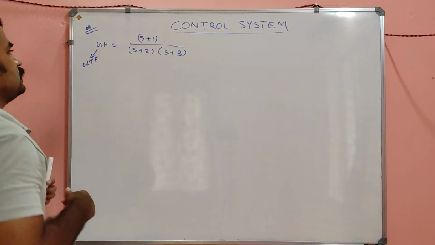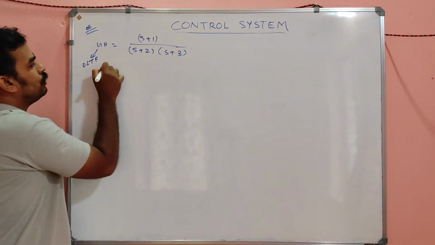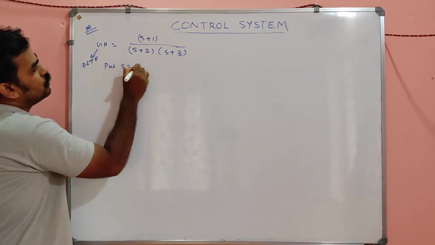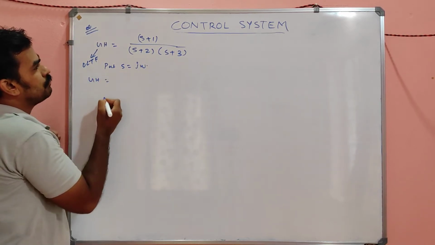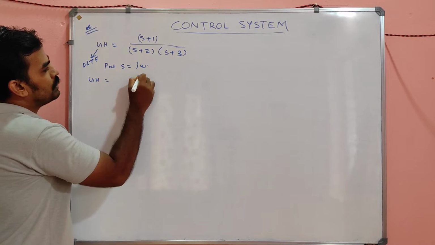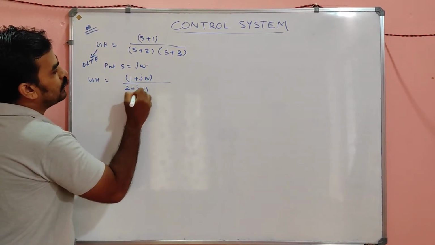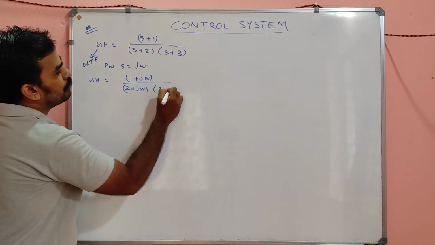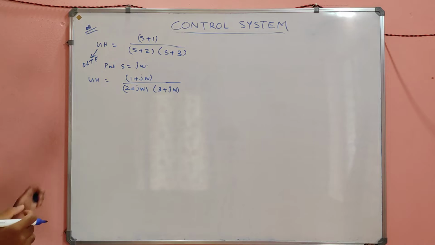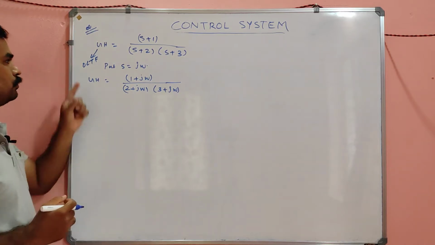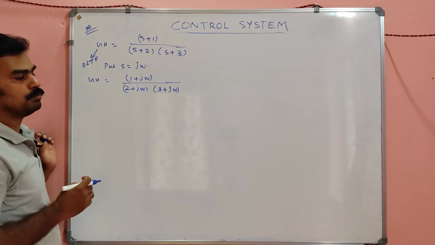So what is the first step, my dear? First, in GH you have to put S equal to j omega. That is the first step. So GH will be equal to 1 plus j omega whole divided by 2 plus j omega into 3 plus j omega. That is the first step, put S equal to j omega.